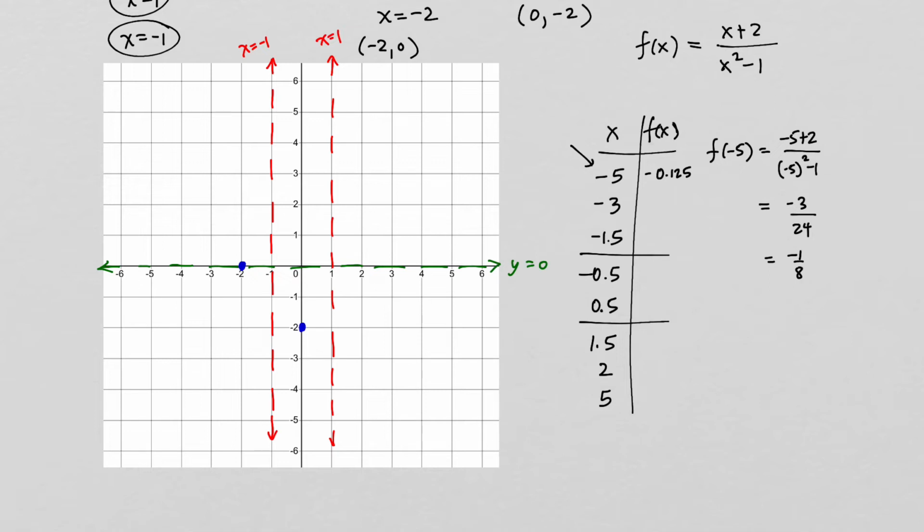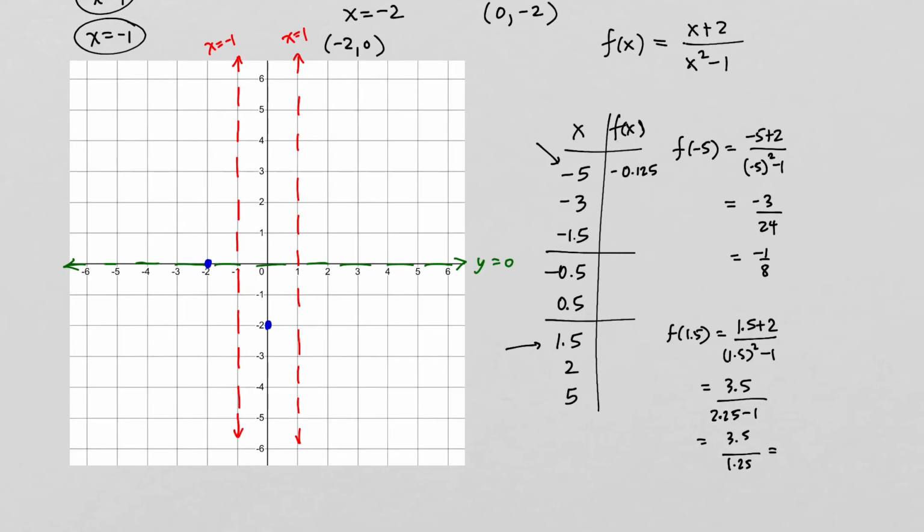Okay, so you can always get a calculator approximation that works well for this. And let's go ahead and plug in another value. Let's plug in 1.5. So f of 1.5 would be 1.5 plus 2 divided by 1.5 squared minus 1. 1.5 plus 2 is 3.5. And then in the bottom we have 1.5 squared, which is 2.25, and then minus 1. And so we end up getting 3.5 divided by 1.25, and then you can use a calculator to get the decimal approximation for this. And that is 2.8.